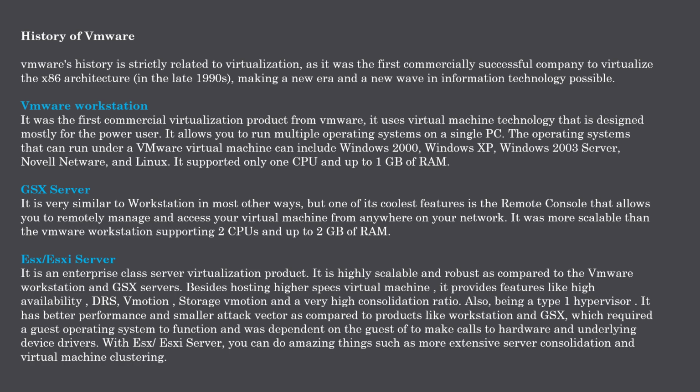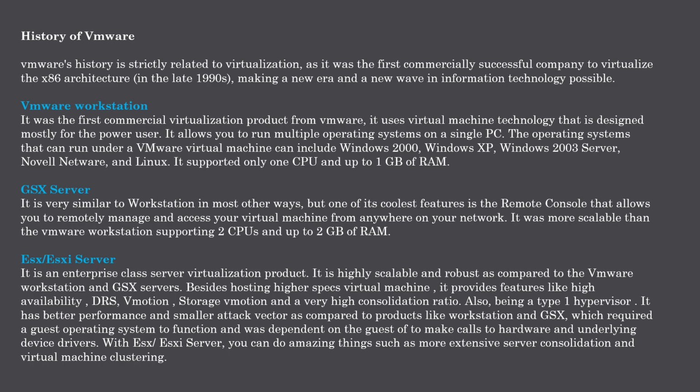The second product which was launched was GSX Server, and it was an improvement over VMware Workstation. VMware Workstation used to support up to 1 CPU and 1 GB of RAM, while GSX supported up to 2 CPUs and 2 GB of RAM. It also provided an option to access your virtual machines remotely, so you're not limited to accessing those VMs locally from your workstation; you can access them over the network. These products were basically dedicated to creating virtual machines, they were not an enterprise class solution, and they were called type 2 hypervisors.